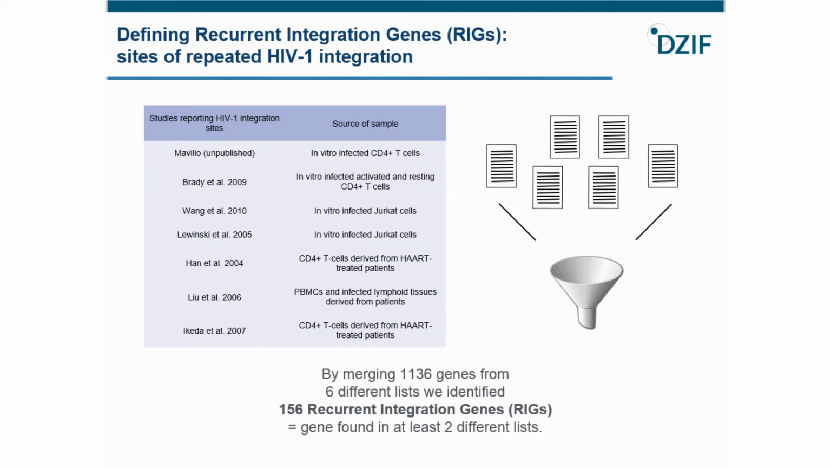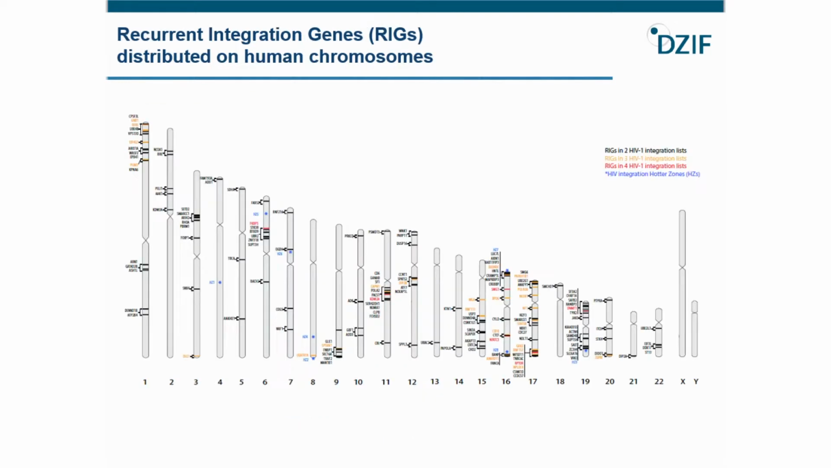And what we did initially was to look at these different 6 lists. We had a total of 1,136 integration sites, and we came up with a list of 156 recurrent integration genes. So when we mapped these genes on human chromosomes, we could observe that they somehow cluster in certain regions of the chromosomes. I'm sorry for the resolution of this. This wasn't easy to create.